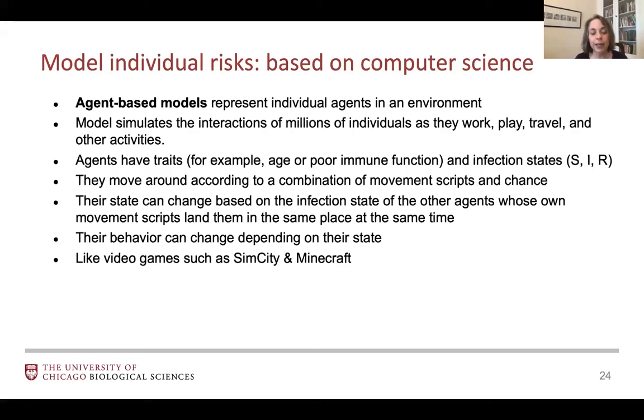So if this agent has ended up in a grocery store and another agent ended up in that store who was infected and your unlucky little agent became infected, they could then, at the point when they became symptomatic, isolate themselves, or they could not isolate themselves, and you can see what difference that makes.